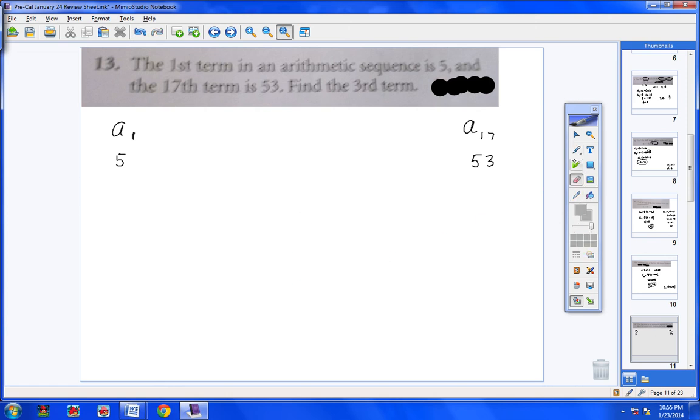They want us to find the third term, so I can do that quickly. The second term would be 8, and the third term would be 11, because we know the common difference is 3, so I just added 3 a couple of times to find the third term. Okay? Pretty simple. Let's go on now to number 14.